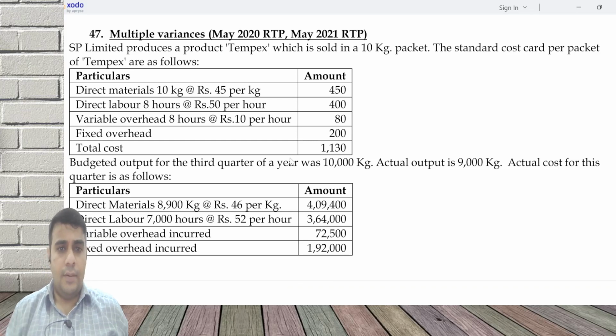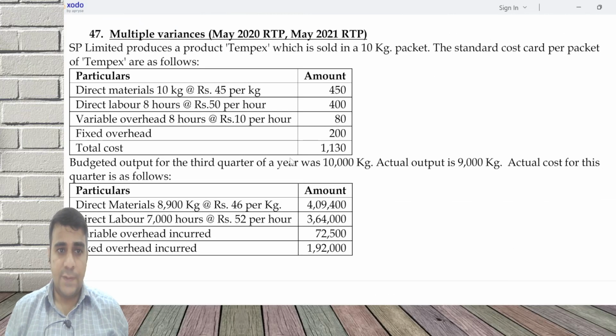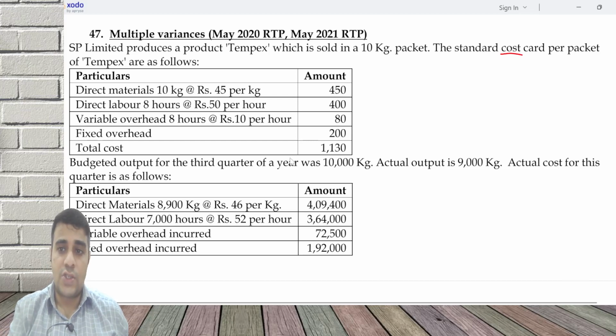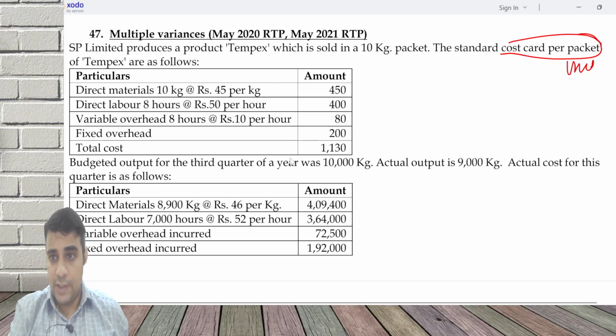Okay, let's go through this. Again, they've asked for all possible variances here. SP Limited produces a product Tempex which is sold in a 10 kg packet. The standard cost card is per packet. The reason for doing this question is only because of this. It is not per unit. It is per packet, and one packet is 10 kg.